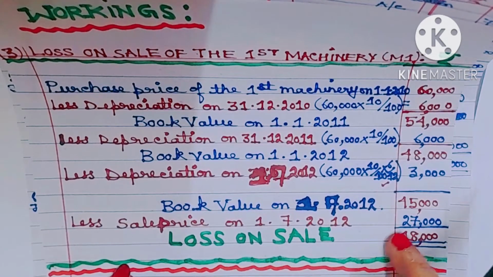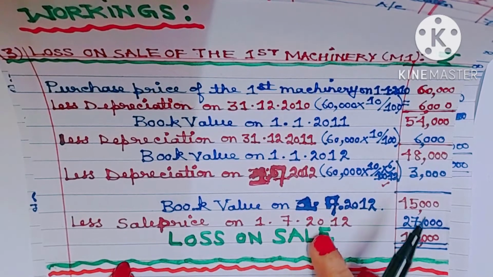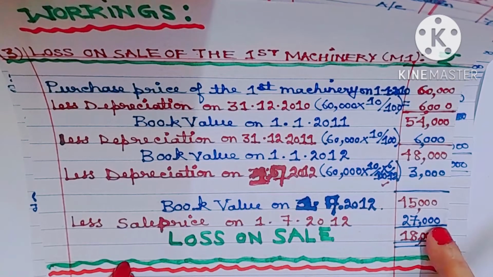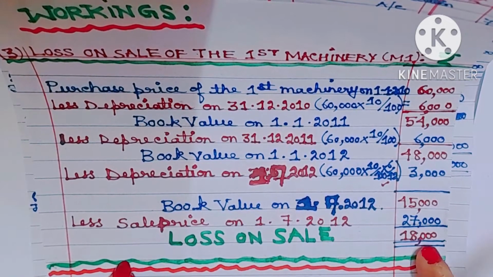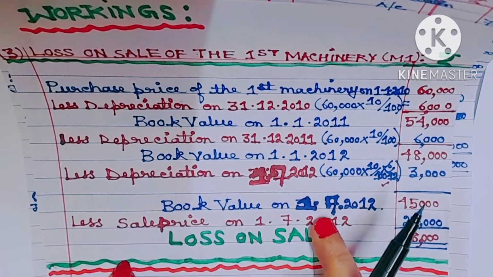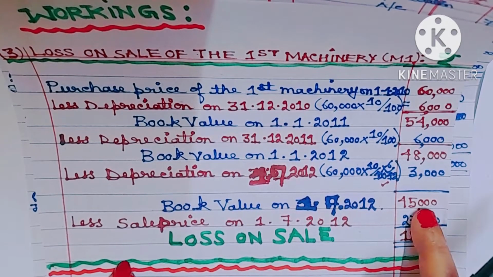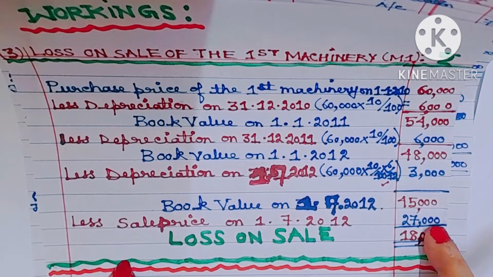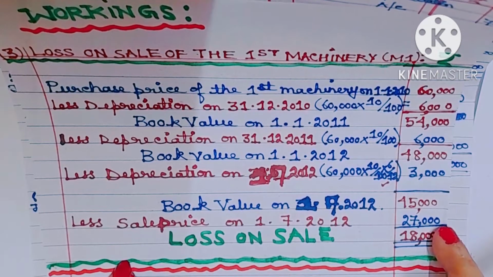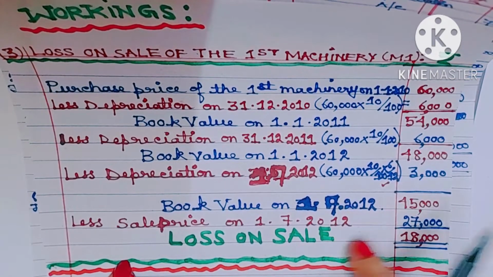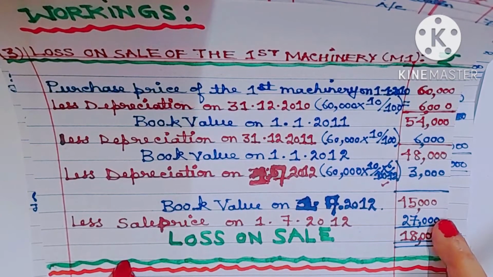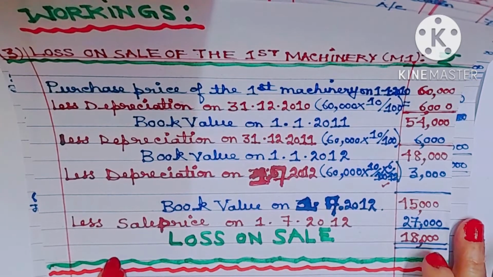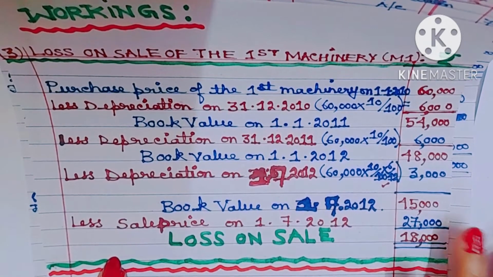So it was 45,000, but XYZ Limited sold it on 1st July 2012 for 27,000. That means it was sold for much less. So book value on 1st July 2012 is 45,000. Less sale price on 1st July 2012 is 27,000. So loss on sale is 45,000 minus 27,000, which is equal to 18,000. Understood? So now let's do the ledger posting.